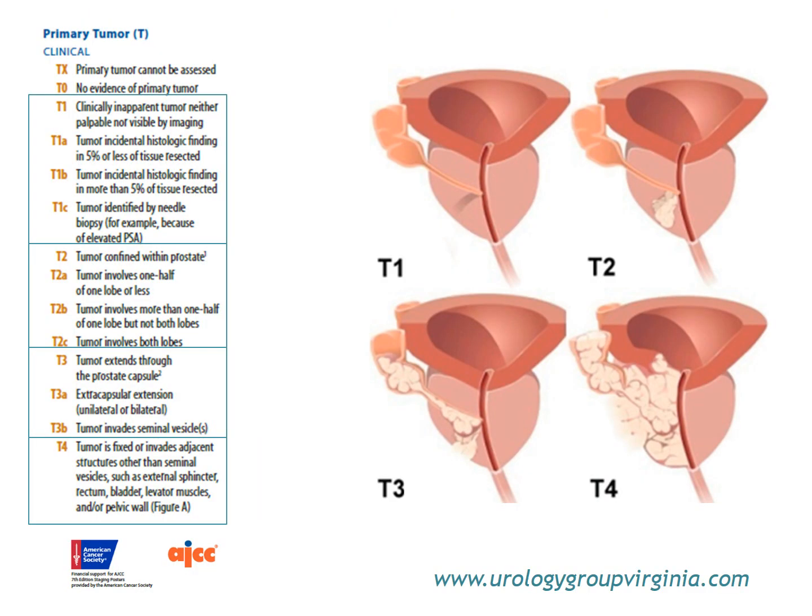T-staging of prostate cancer is T1, tumor neither palpable nor visible by imaging. T2, tumor confined within the prostate, so the lesion demonstration is the most important role of imaging in T2 stage. T3, extracapsular extension or seminal vesicle invasion. And T4, tumor spread more than T3.